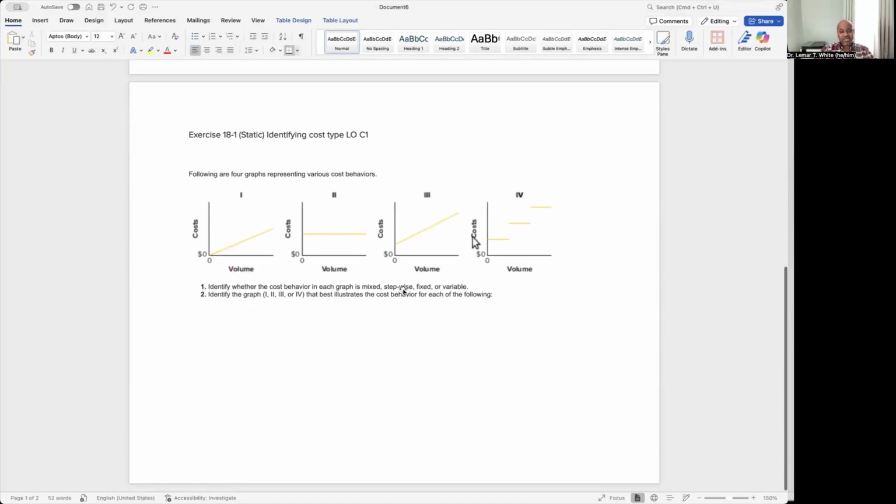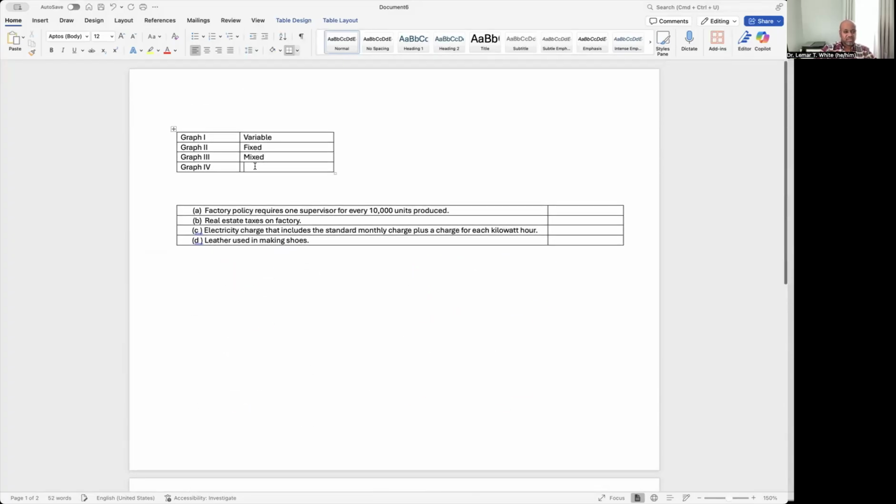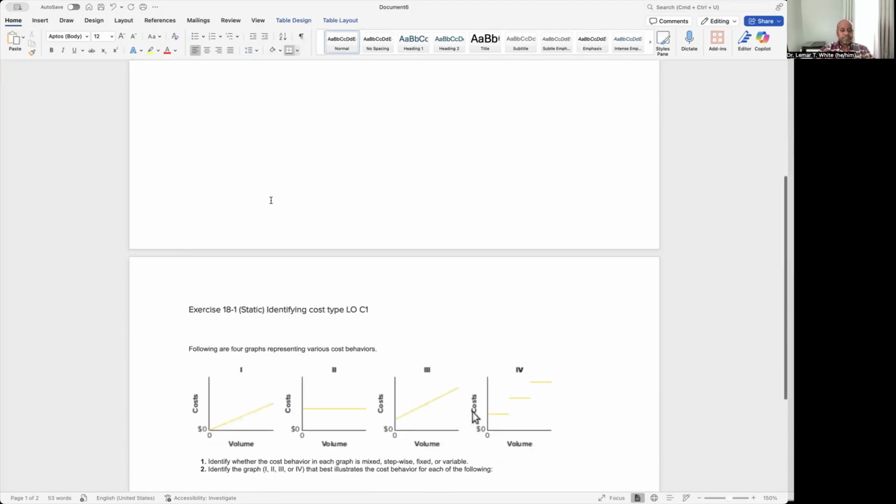And then the last one is stepwise. So at a particular volume, you have a particular cost. Then if you go to another set of volume, you have more costs. You take it up a step further to additional volume, you have more costs. So this one is called stepwise. Okay.